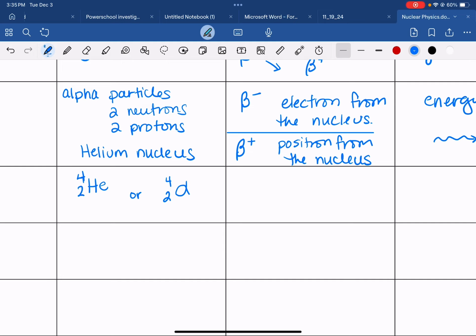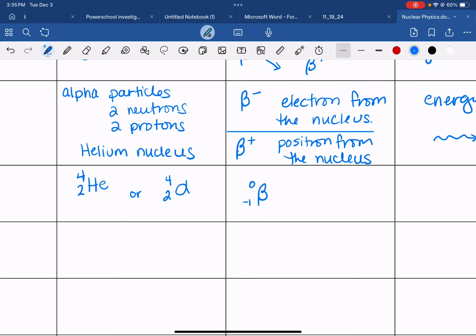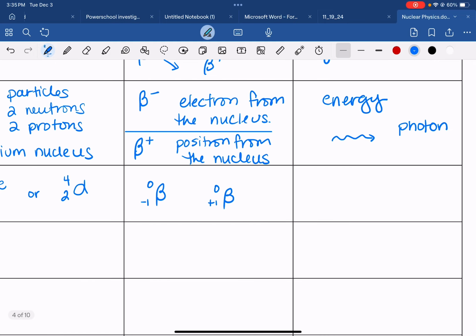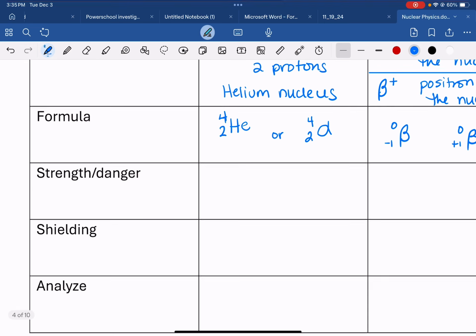In beta land, our beta negative is going to be -1,0, and our beta positive is going to be +1,0. And then as far as gamma is concerned, again, you may see it as just a wave. Sometimes you'll see it in an equation like this, where you have the symbol and then you have a show of 0 change to your atomic mass and 0 change to your atomic number. All right, now that we have that, let's take a look at strength and shielding.